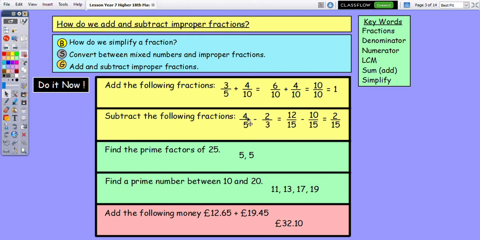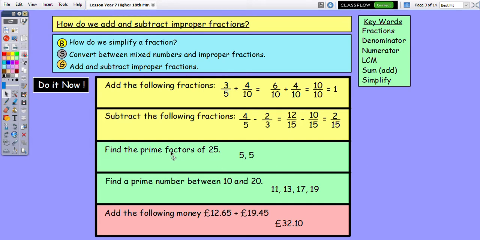Exactly the same with subtract. I need to get these bottom two numbers, these denominators, to the same number. I can do that by multiplying them together to find a common denominator. So 5 times 3 is 15, so I can get both denominators to 15. To get 5 to 15, I multiply by 3. Do the same to the numerator: 4 times 3 is 12. To get 3 to 15, I times by 5. Do the same to the numerator and I get 10, and then I can just subtract them. That gives me 2 over 15.